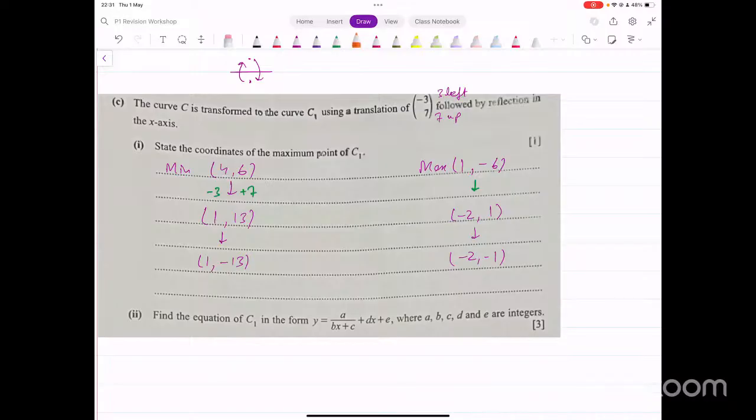Since we have a reflection in the x-axis, think about it. If there was a maximum point which was like this originally, after reflection in the x-axis, that becomes a minimum point. Because of that reflection, the maximum and minimum points are going to interchange. In the original function, what was the minimum point? That becomes the maximum point here. So the maximum point of this transformed function would actually be (1, -13) and not the other one.